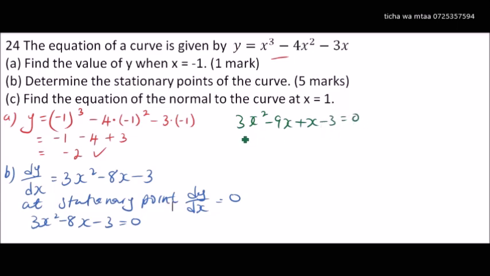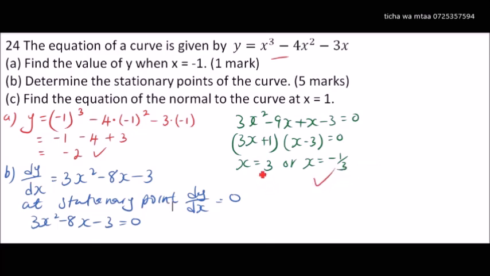And when you factorize this, you get 3x plus 1 and x minus 3 is equal to 0, implying that x is equal to 3, or x is equal to minus 1 over 3. So those are the stationary points of the curve.